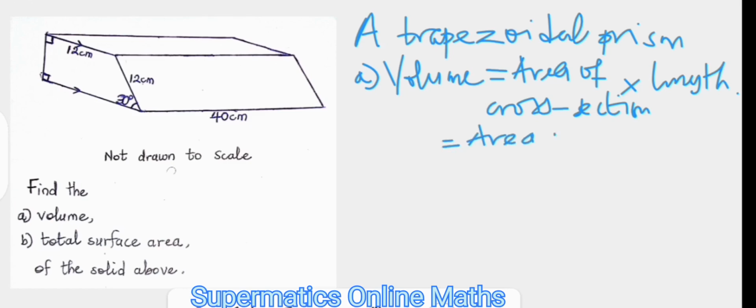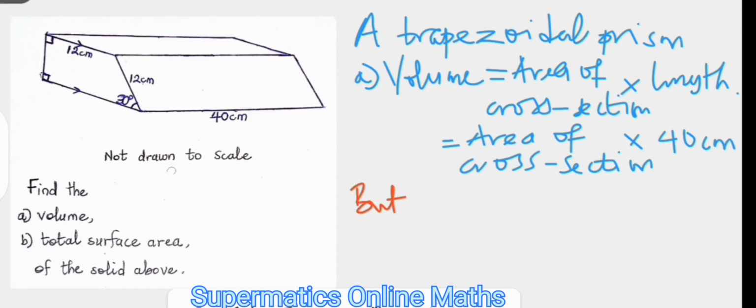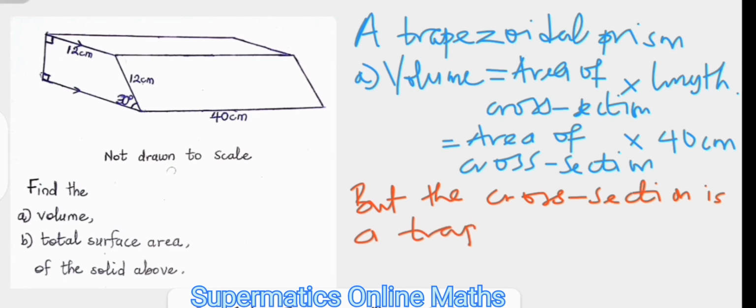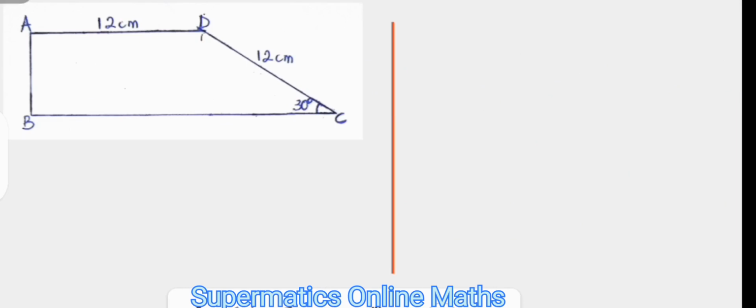Now for this particular figure, it is area of the cross section times the length, which is 40 centimeters. However, the cross section is a trapezoid or a trapezium. So we need to first find the area of the cross section, that is the area of the trapezium. To do this, we bring the trapezium out and draw the perpendicular to BC from D, called the meeting point on line BC N, such that DN is H centimeters and NC is X centimeters.